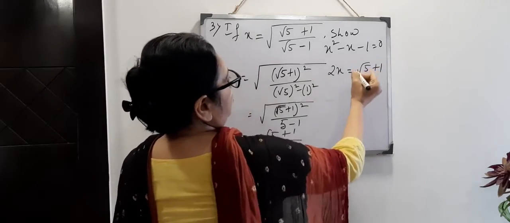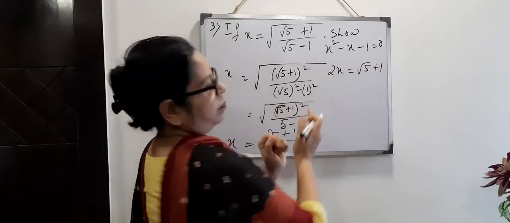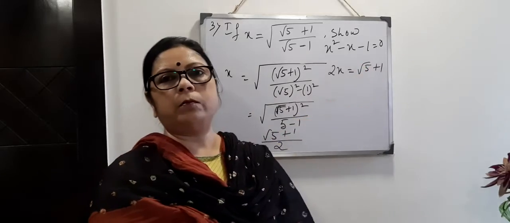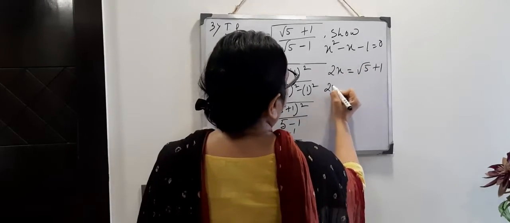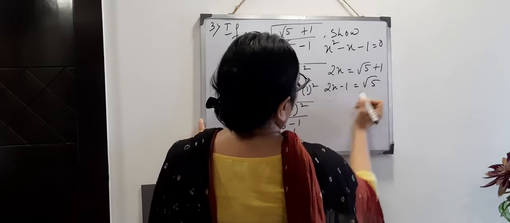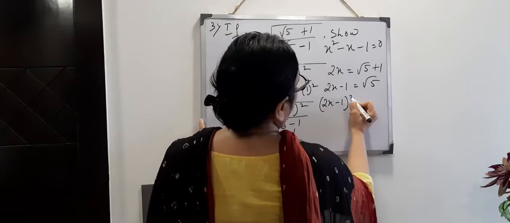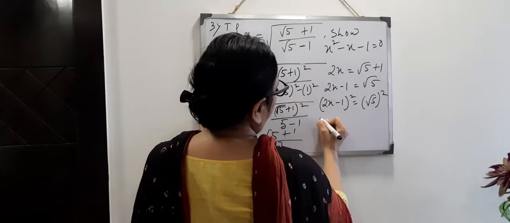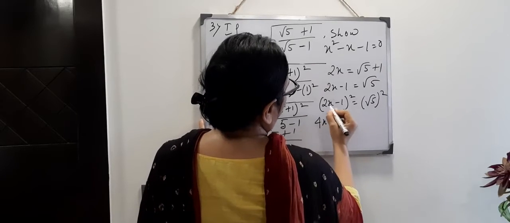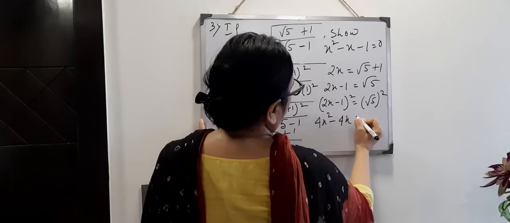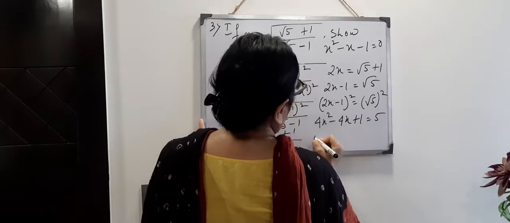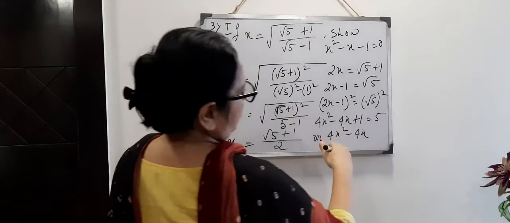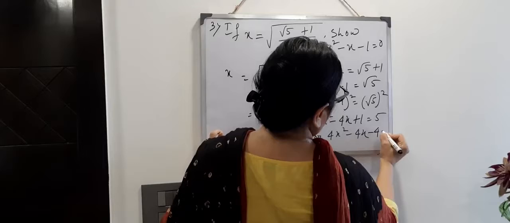I have to remove this root. So 1 I will bring to the left hand side. So after squaring, my root 5 will become 5. So next step, 2x minus 1 equals root 5. Now I square both sides. Squaring both sides, it is in the form of a minus b whole square. So it is becoming a square minus 2 into 2x, minus 4x, plus 1 equals 5, or 4x square minus 4x plus 1 minus 5, that means minus 4 equals 0.